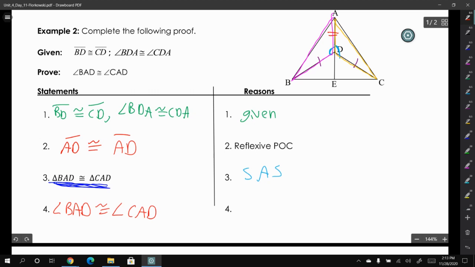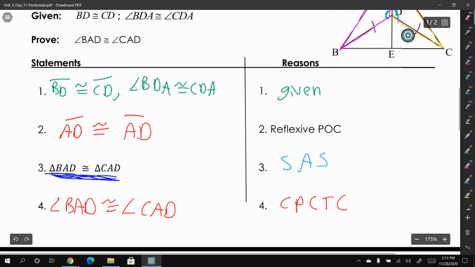And the reason for that is your CPCTC. The corresponding parts of congruent triangles are congruent. If you look at our congruent statement, you see A and A are both in the middle. So we're talking about angle A in both triangles.